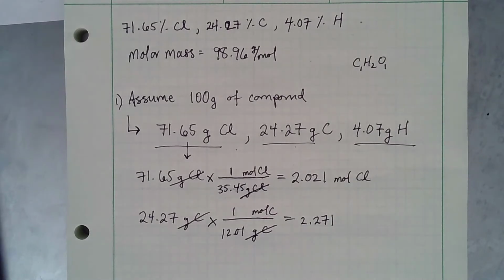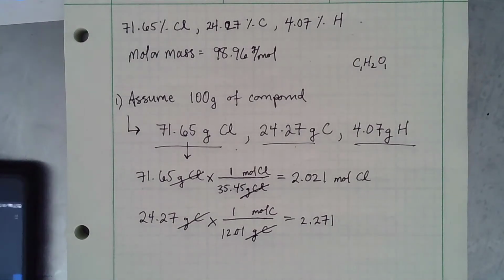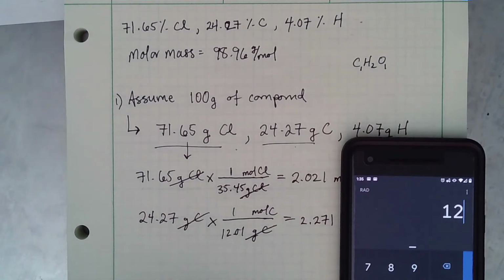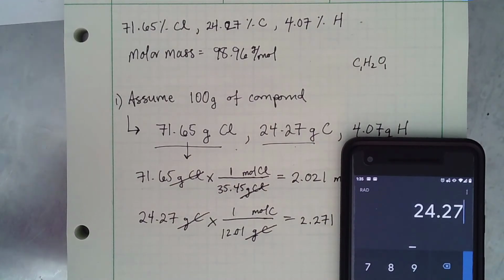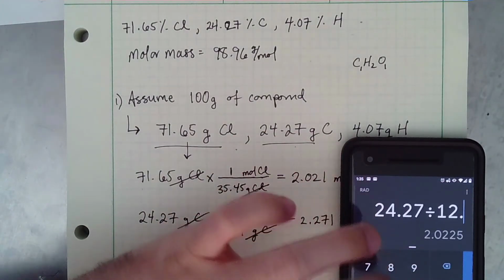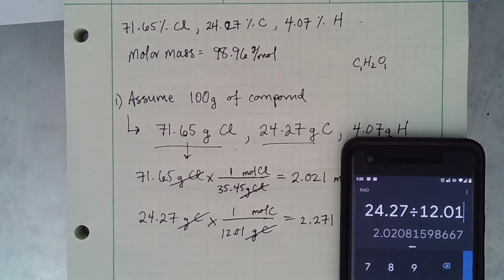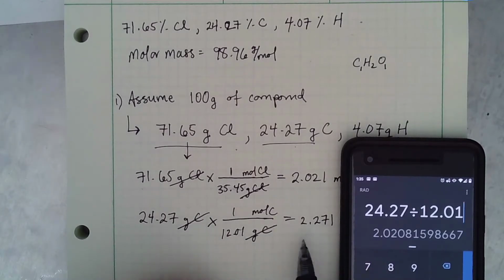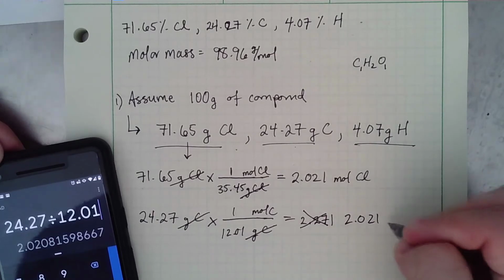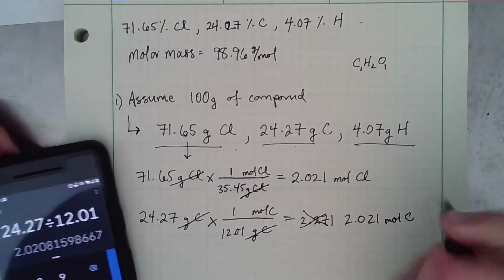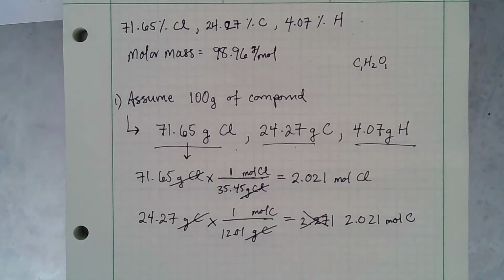Did I do that calculation wrong? I don't think so. Check again. 24.27 divided by 12.01. Oh, I did do something wrong. I don't know what it was that I did wrong, but I did something wrong. So this is not that. This is 2.021. So it actually is exactly what I was hoping: 2.021 moles of carbon. Those of you that are watching at home, tell me what I did wrong.